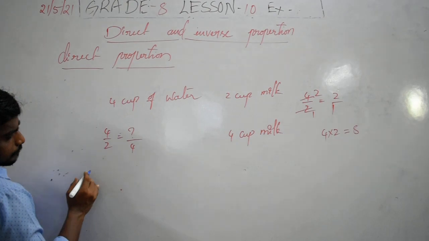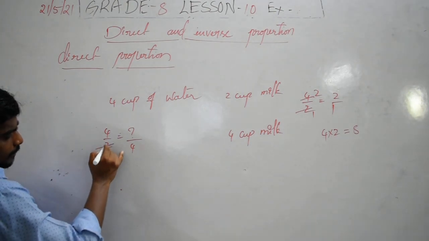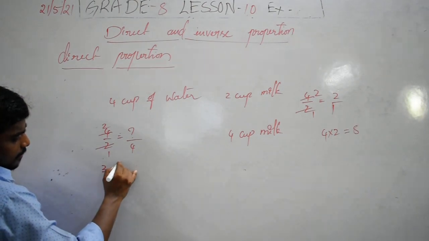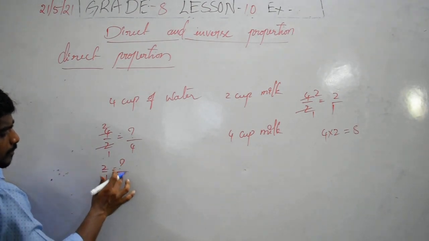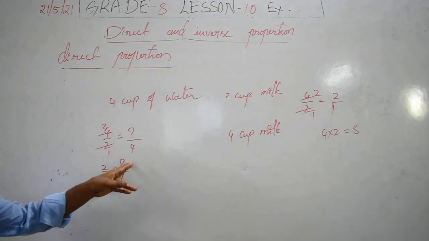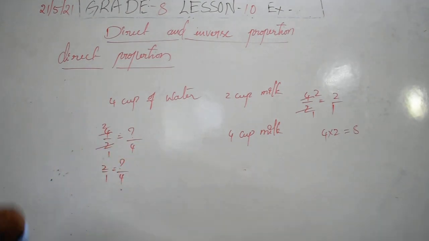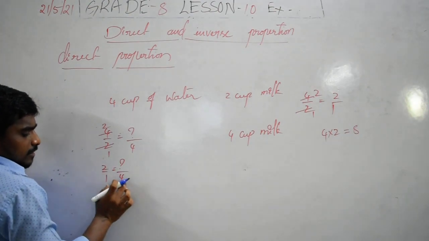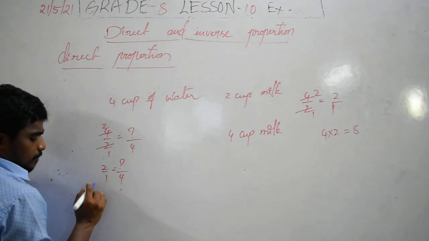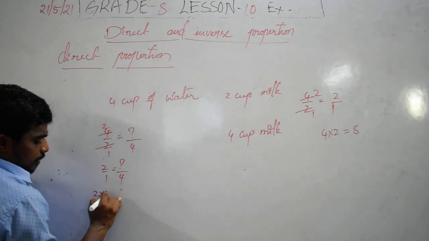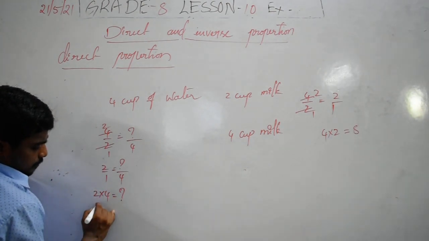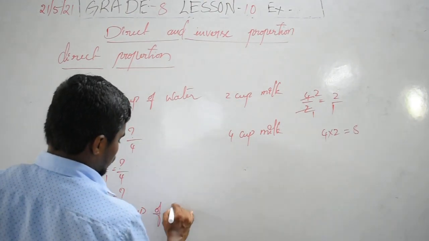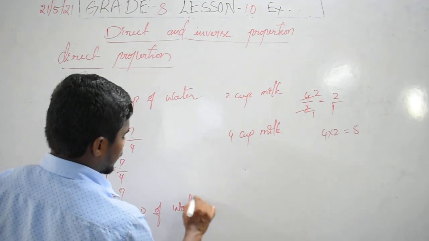Here see, 2 by 1, cross 4. Here question mark means water. 4 cups of milk, water how much? This 4 moves to the LHS. Now here the denominator comes to the numerator. 2 cross 4, question mark. Question mark is 8. 8 cups of water he needed.